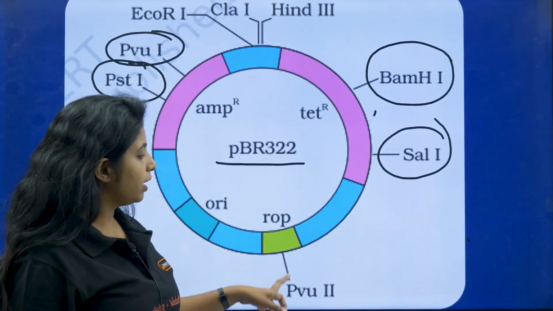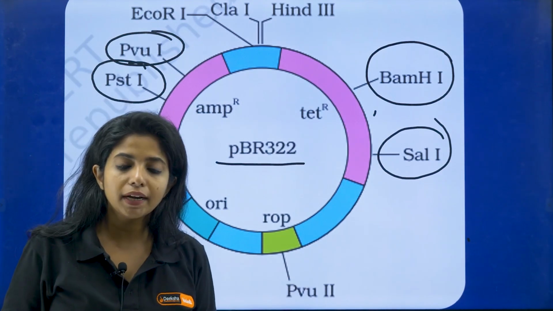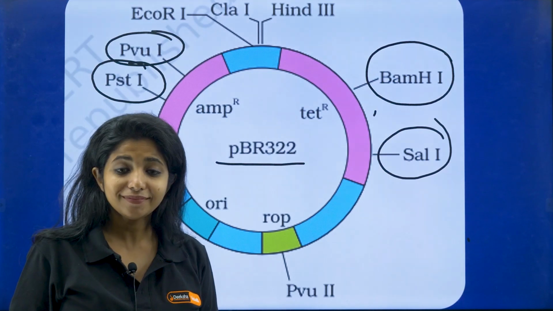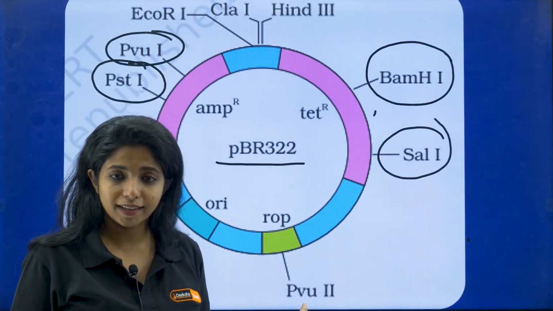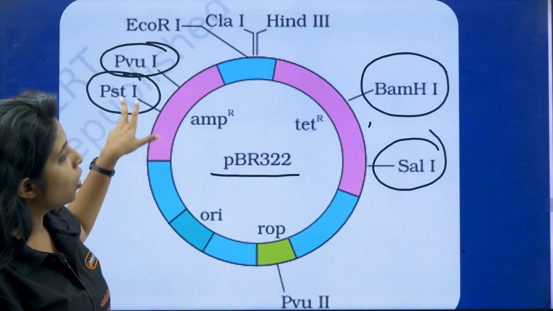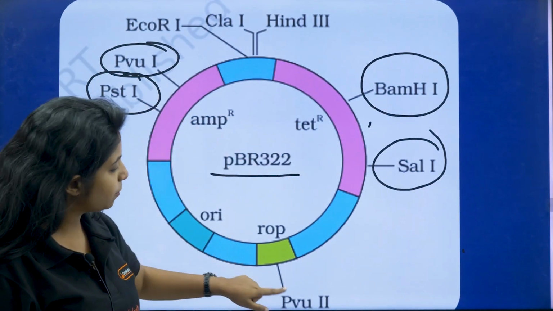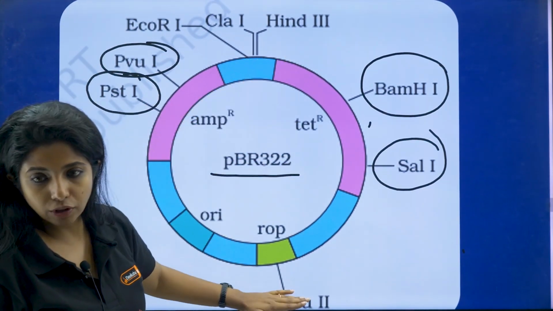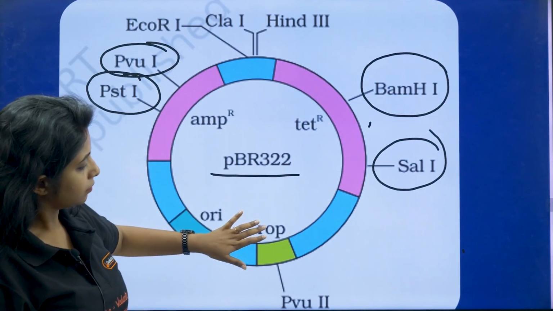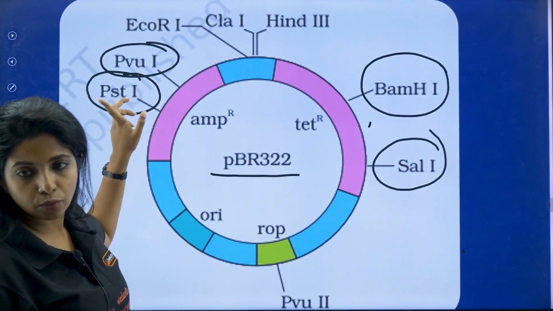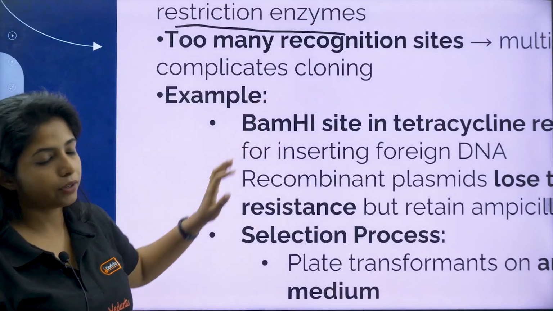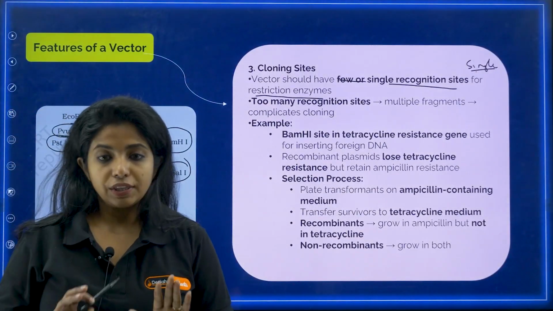Okay. So if I cut in PVU2 site, will ROP still work properly? For that you should know exactly where the site of PVU2 is. So please remember all the sites, PVU1, all of them are 1, 1, 1, 1, 1, 1 except PVU2 and Hind3. So PVU2 this corner, Hind3 that corner. Okay. And PVU1 is over here, PST1 over here, BAMH1, SAL1, Clavin, EcoR1 and Hind3, sorry. Now you understood the basics.